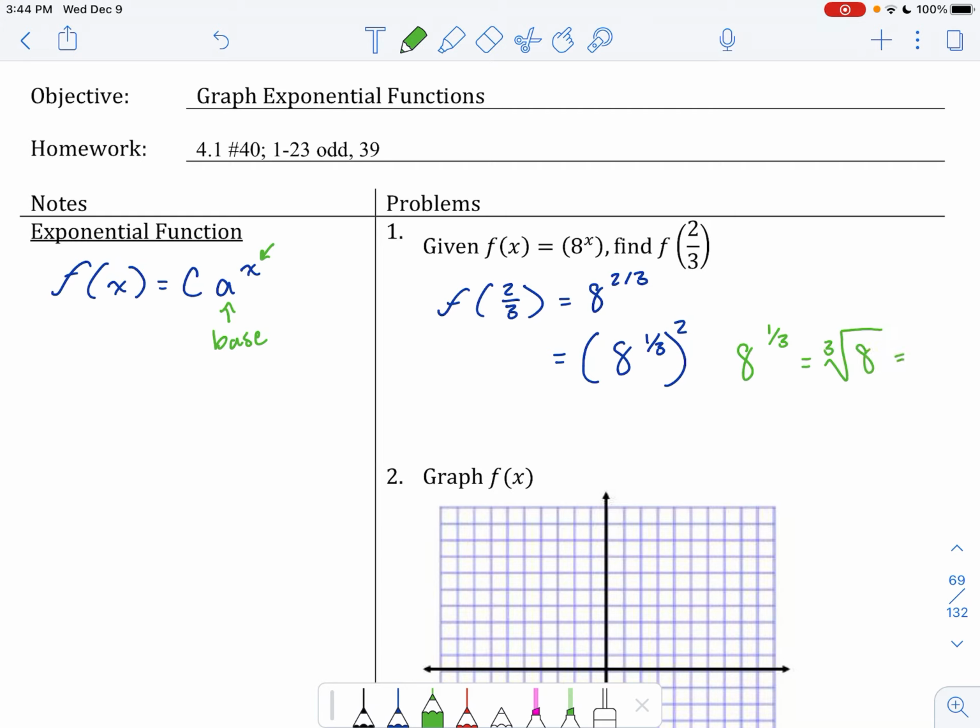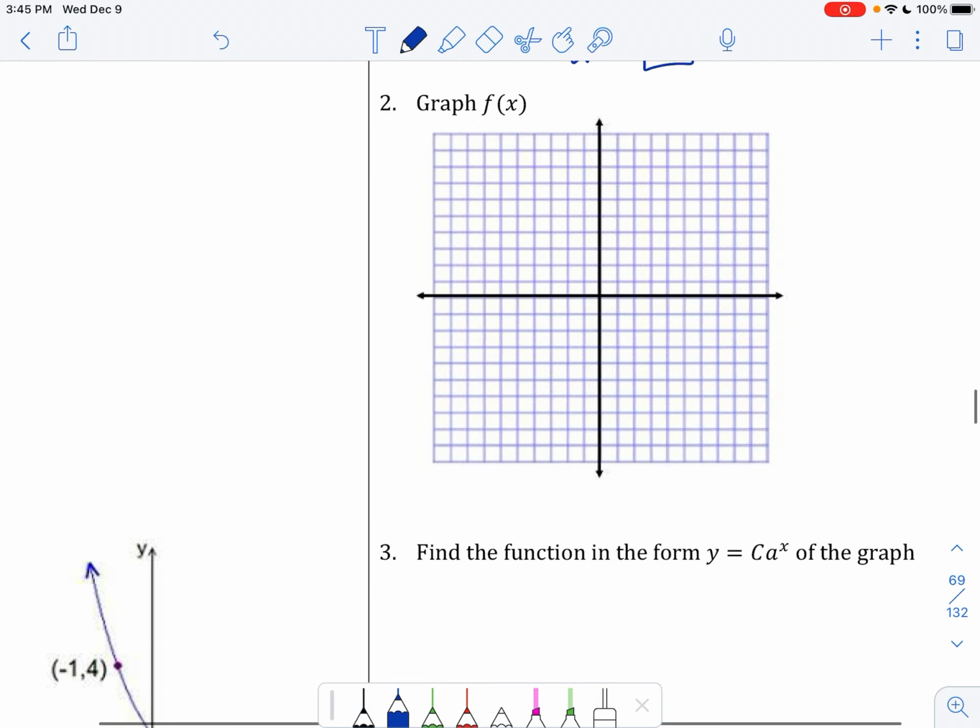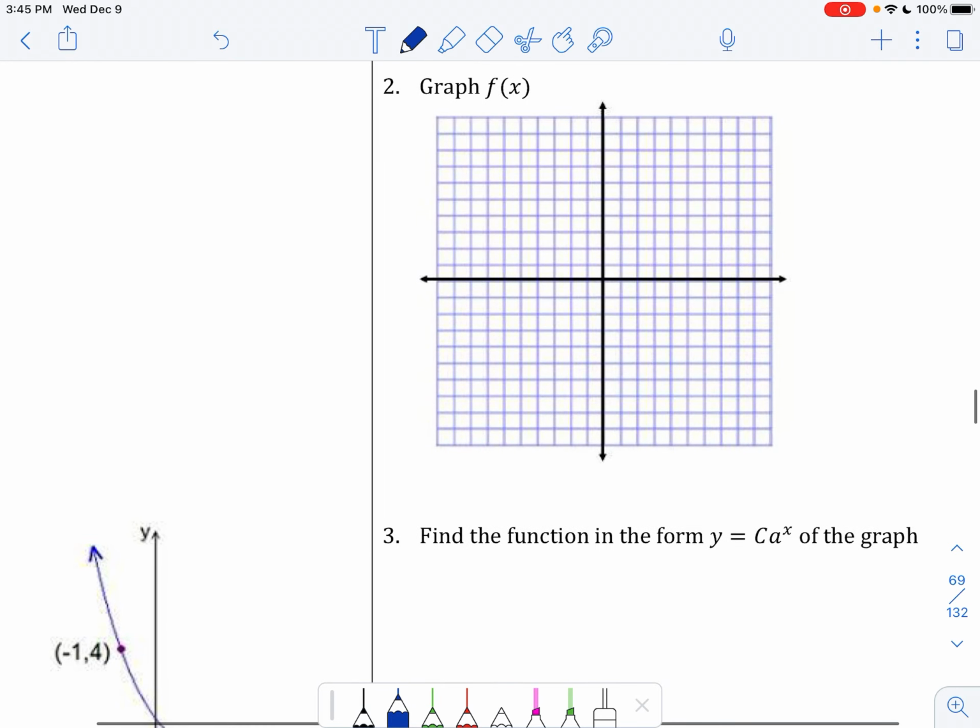All of these ones you will hopefully be able to do by hand and say 2, otherwise you can put them into your calculator, but there are going to be ones where I expect you to show the work by hand. So if 8 to the 1/3 is 2, then this becomes 2 squared, so f of 2/3 is 4. As I said in the objective, part of the things that I want you to be able to do with exponential functions is graph them.